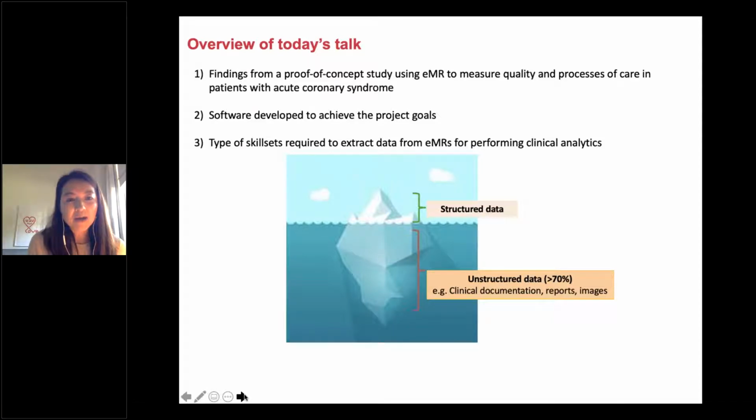And I wanted to remind you that the majority of the data in the eMR is structured and unstructured. So mostly administrative data sets have been focused on the structured data elements, but the eMR is also comprised of over 70% of unstructured data, and that's comprised of the clinical documentation and also reports and images, and that's going to be featured in today's talk.